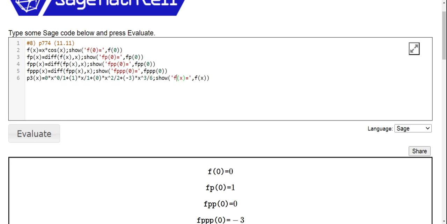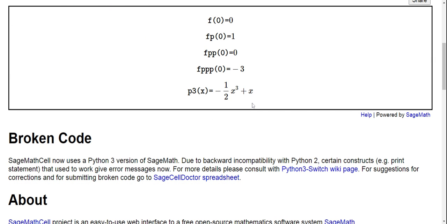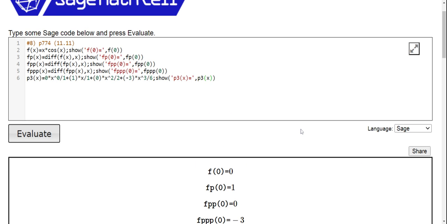P3. And so it's x minus x cubed over 2, if you want to read it backwards. All right, see what the graph looks like. So let's plot. List f of x and P sub 3 of x.